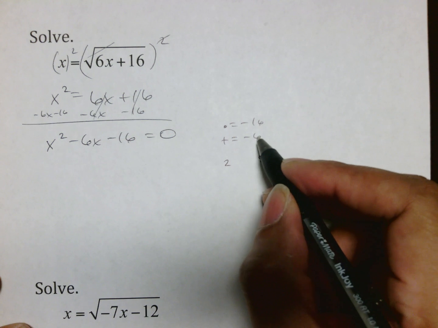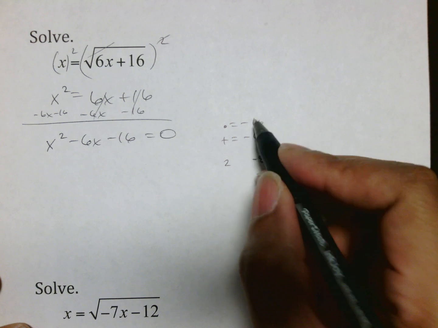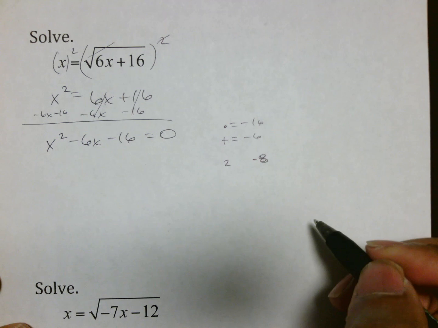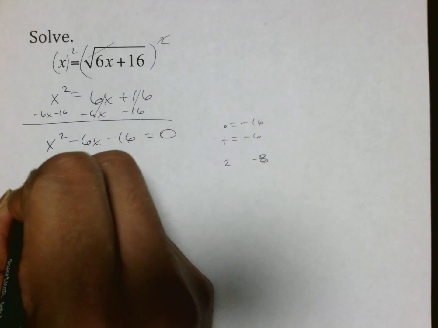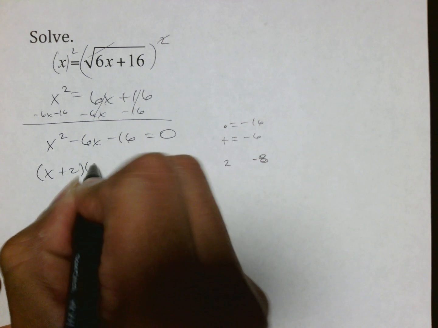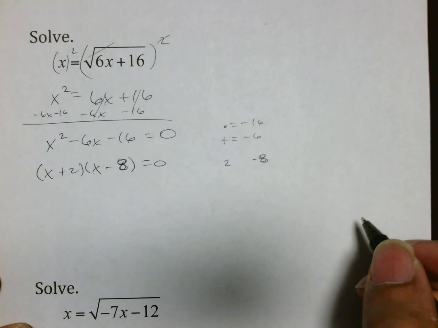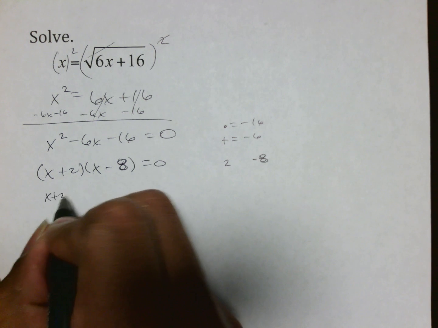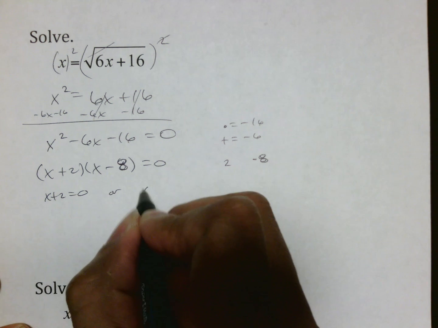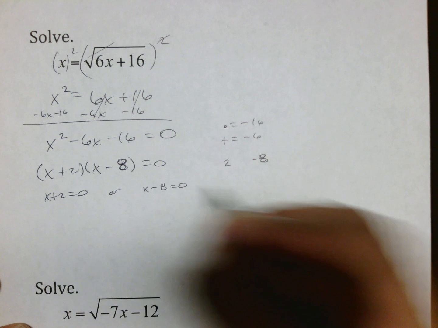The fact that the 6 is negative means that the 8 should be negative. The fact that it multiplies and makes negative 16 means my 2 should be positive. So my answers are x plus 2 and x minus 8 equals 0. Remember then that we solve it by going x plus 2 equals 0 or x minus 8 equals 0.